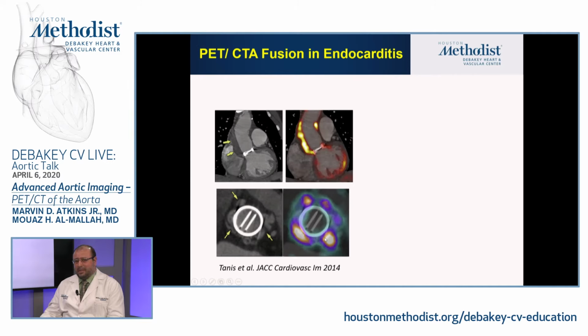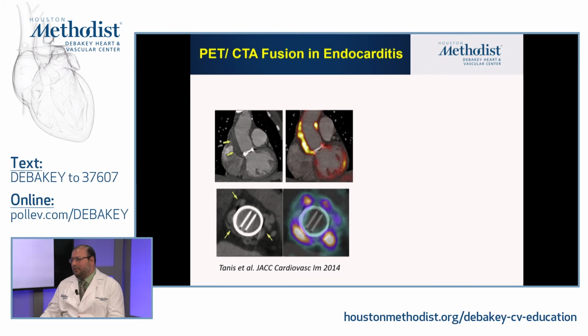So one of the examples is looking at prosthetic valves and devices within the heart. If a patient has a prosthetic valve, they're coming in with fever, and somebody saw something flickering on the echo, which could be pannus, could be thrombus, could be an infection.